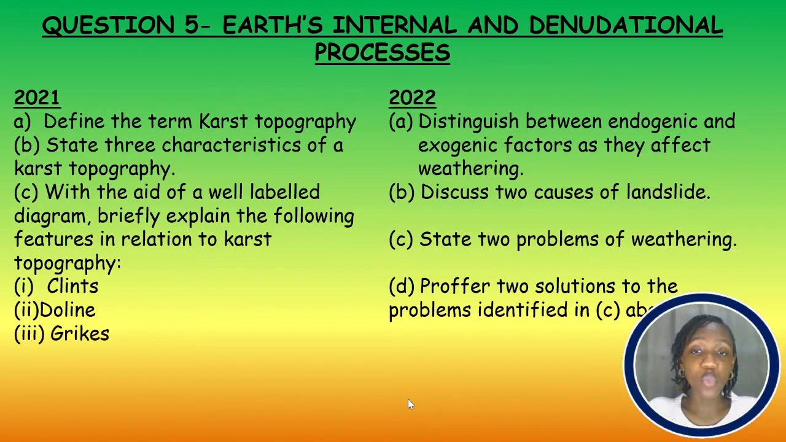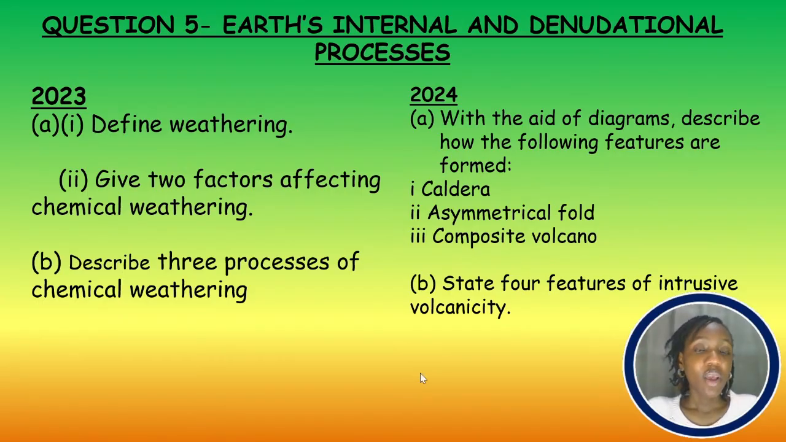While in 2022, we have a question on weathering, which is one of the denudation processes. And in 2023 and 2024, the questions are based on weathering and volcanicity, where we are asked to describe once again with the aid of diagrams. So always take note of diagrams. And notice that for this one, question 5, and even question 4 that we just talked about on weather and climate, all the years, the past 4 years, conform to the same pattern.